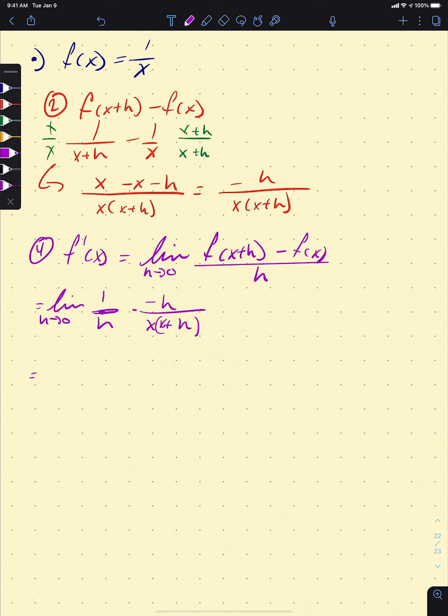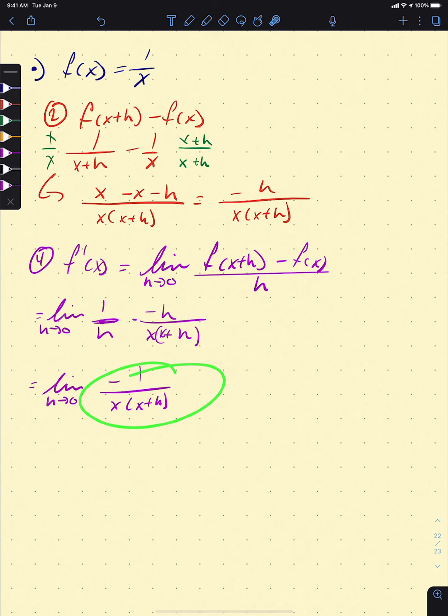And then what are we left over with? The limit as h goes to 0 of minus 1 over x times x plus h, right? Here, we can simply evaluate this limit. It's no longer indeterminate. As h goes to 0, this expression is just going to become x, right? And our derivative is negative 1 over x squared, okay? And we can use this to compute all sorts of tangent lines and things like that, okay?